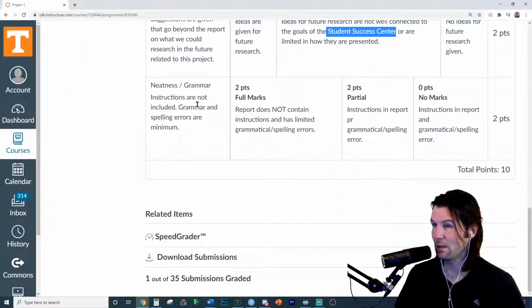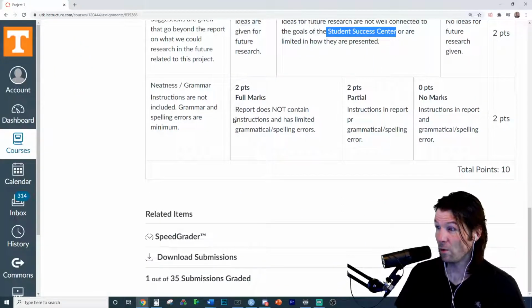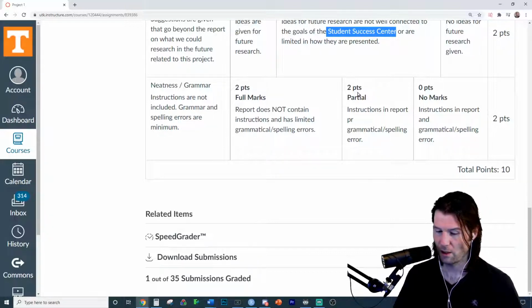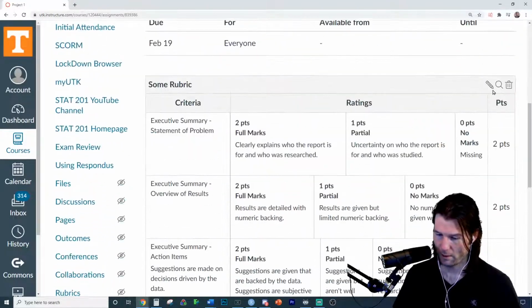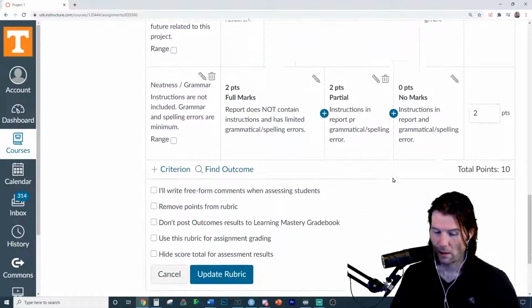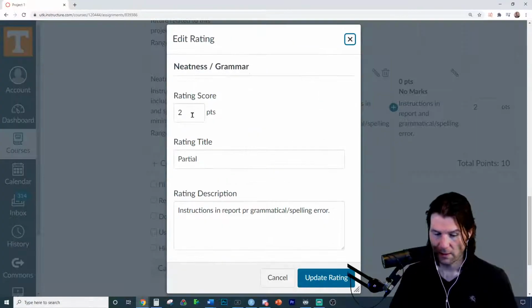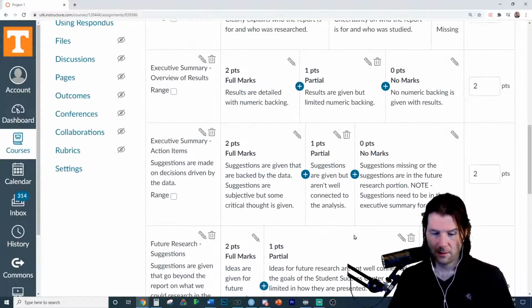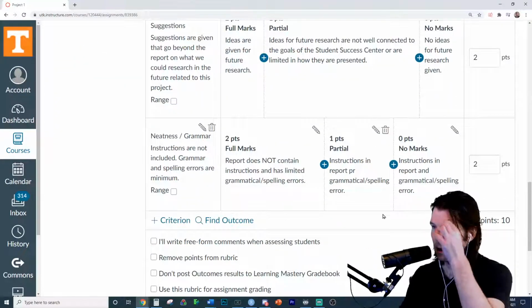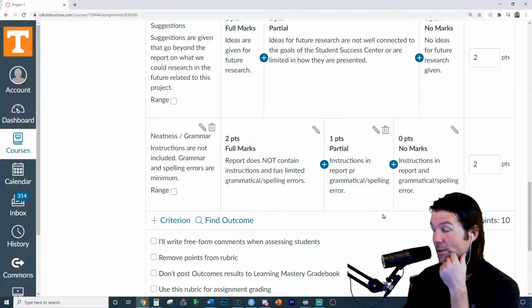Last but not least, we have neatness and grammar. Do not include the instructions. That should be 1 point. Well, darn, let me go edit that on this one, and then I have to edit the other ones. Why does it say 2 points there? Okay, good. All the other ones are accurate. Do not include the instructions.